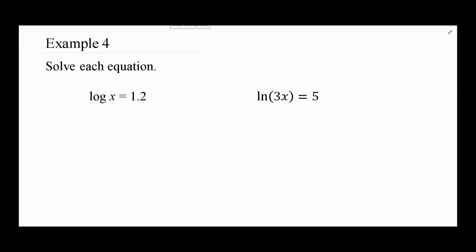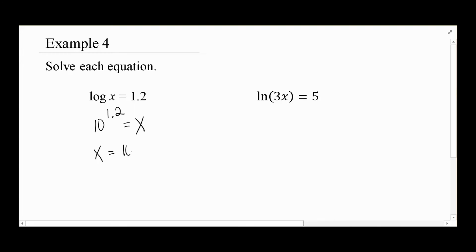So let's take a look at solving some equations that involve the common log or the natural log. So remember, when solving logarithmic equations, the big idea is to take the base raised to the power of the opposite side equals the argument. So in this first example, my base is 10. It's not written, but remember, common log means base 10. Raised to the power of the opposite side equals the argument.